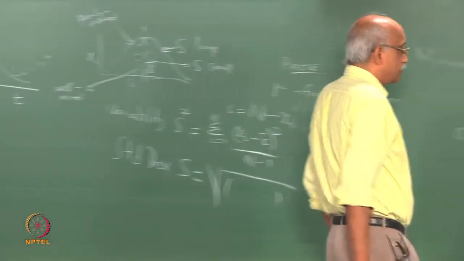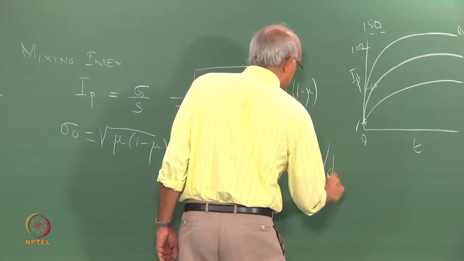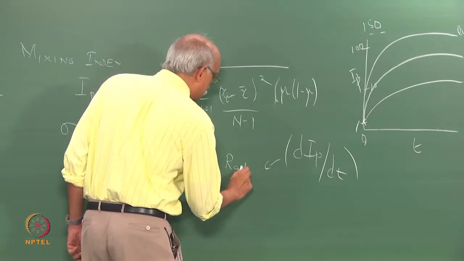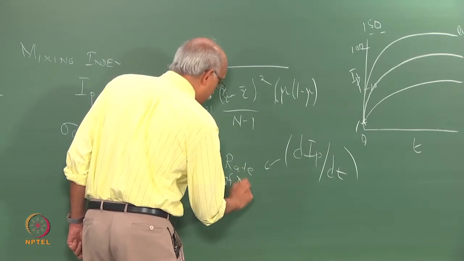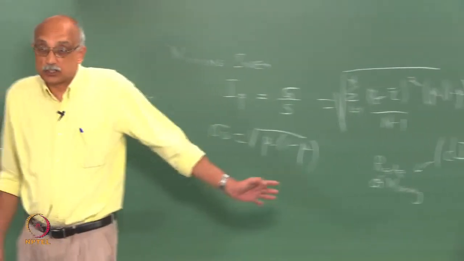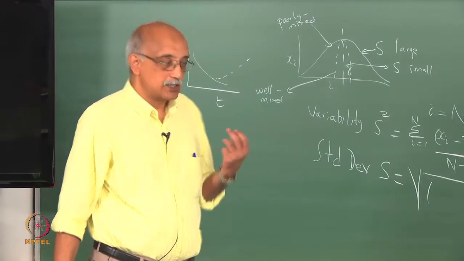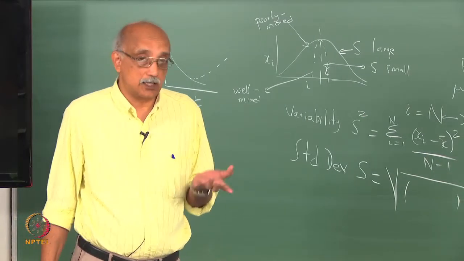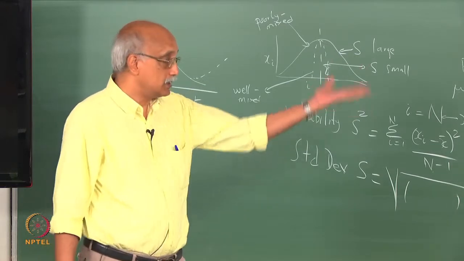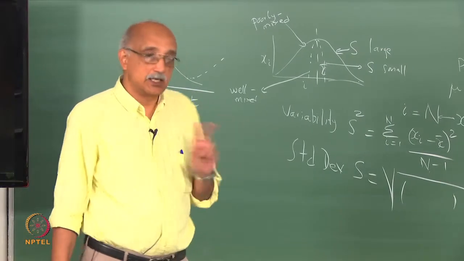The other parameter that is of interest here is dIP by dt, which is called the rate of mixing. So the dIP by dt is basically the slope of these curves as a function of time. The rate of mixing depends on two things. One is the material itself, how blendable or how mixable the material is. As you can see, the different materials will have completely different properties. The second is it depends on the mixing equipment.